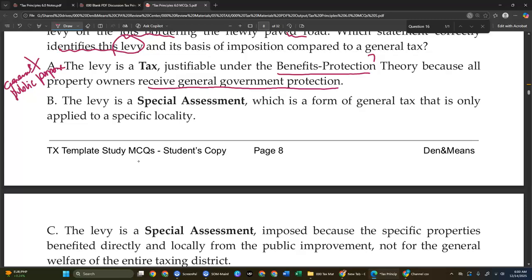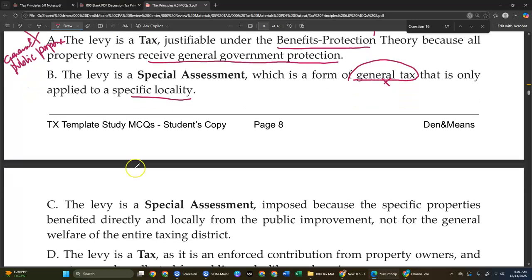Letter B: the levy is a special assessment, which is a form of general tax that is only applied to a specific locality. Well, this might be correct, but the problem is it says a general tax, so it is not a tax. Again, revisiting the definition of a tax, it does not fall under the tax.